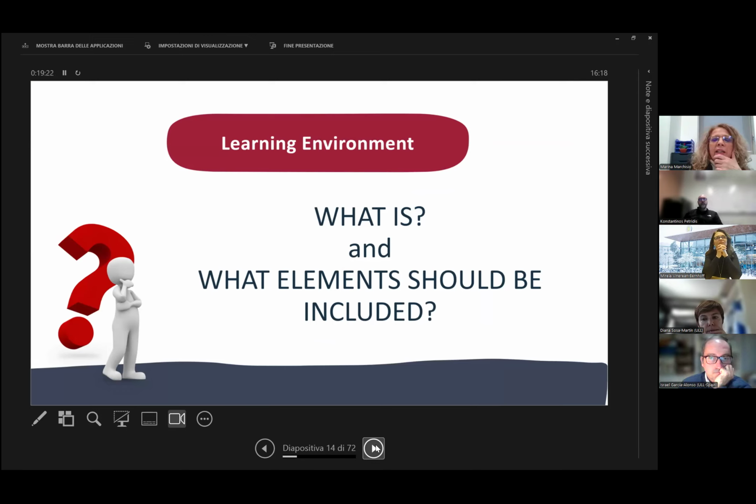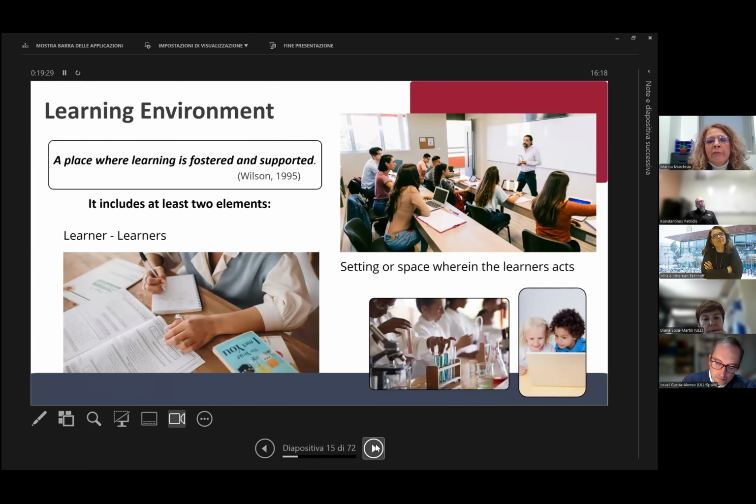Learning environment. Let me recall what a learning environment is and what elements should be included. A learning environment is a place where learning is fostered and supported. And it includes at least 2 elements: the learner or learners, it's better if you have more than one learner, and the setting or space wherein the learning acts, with tutor, with teacher, with peer, and so on, using different tools, also a computer or paper, and so on.